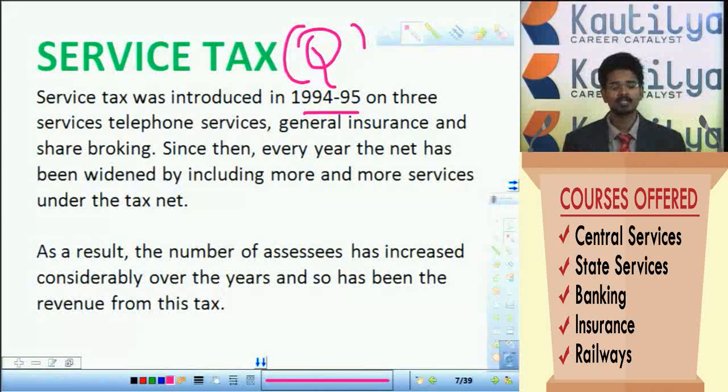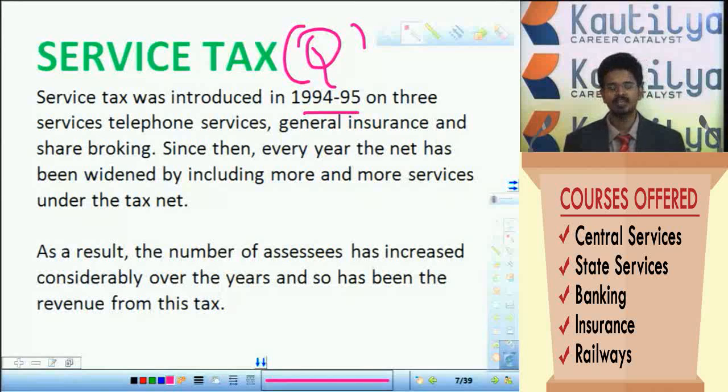So when the service tax was introduced first in India in the year 1994-95, it was introduced on 3 kinds of services. Those are the telephone services, the general insurance, and share broking. Do you know what is general insurance? You have life insurance and general insurance. General insurance deals with any kinds of insurance apart from life, such as property insurance, car insurance, etc. All these kinds of things come under general insurance.